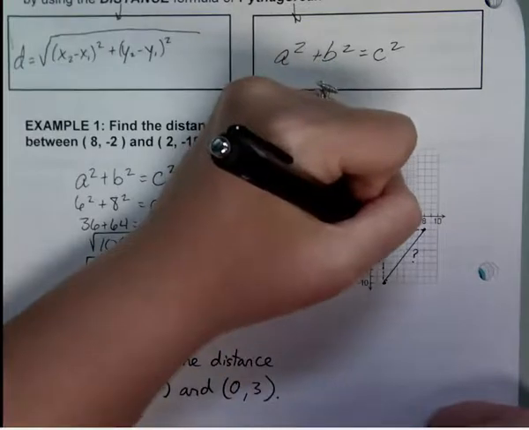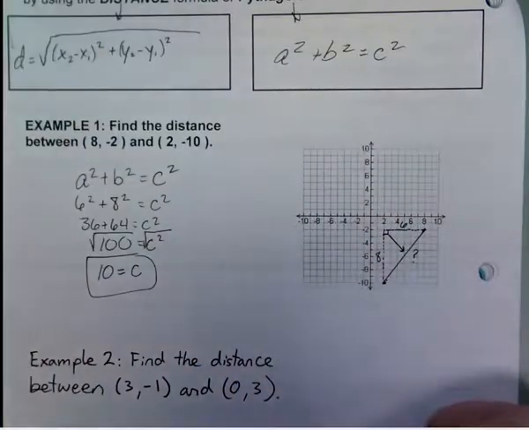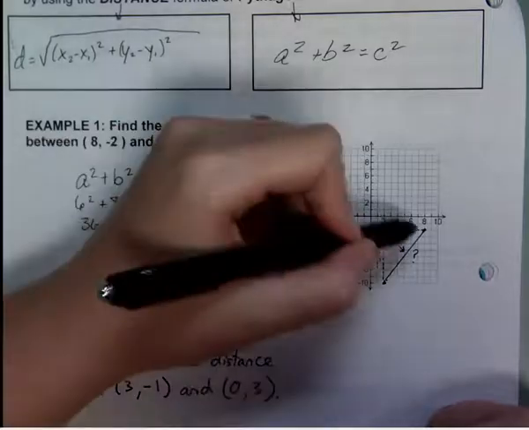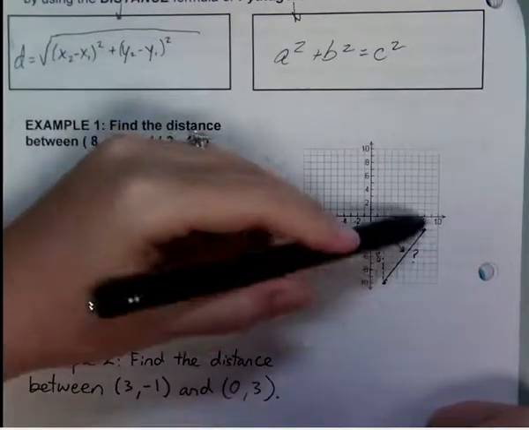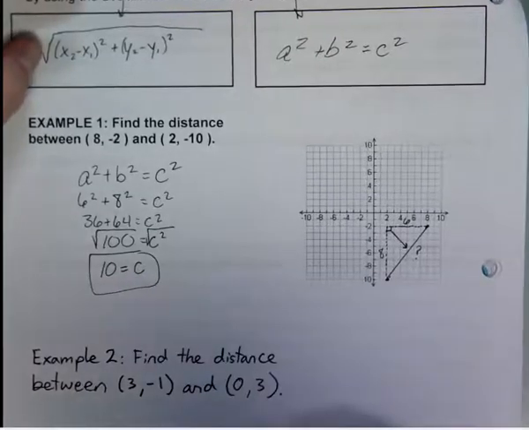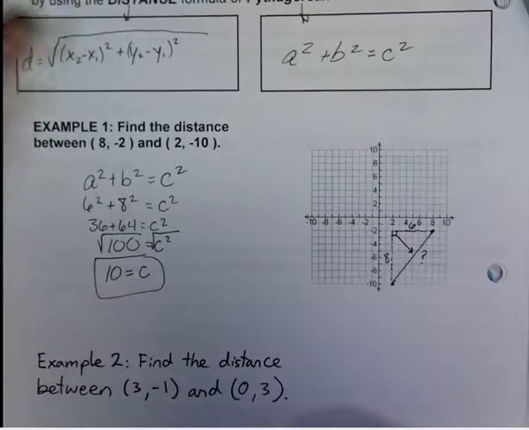So remember your hypotenuse, your c, is always across from your right angle. So that's why we know to plug the 6 and 8 in here and leave the c blank, because that's the side we're looking for. Okay, so that is that.